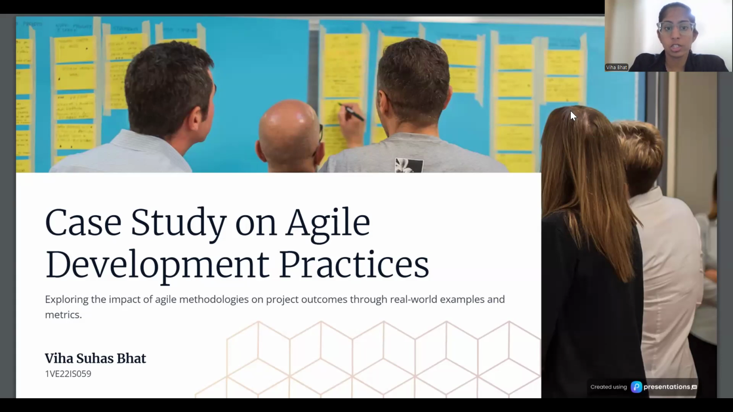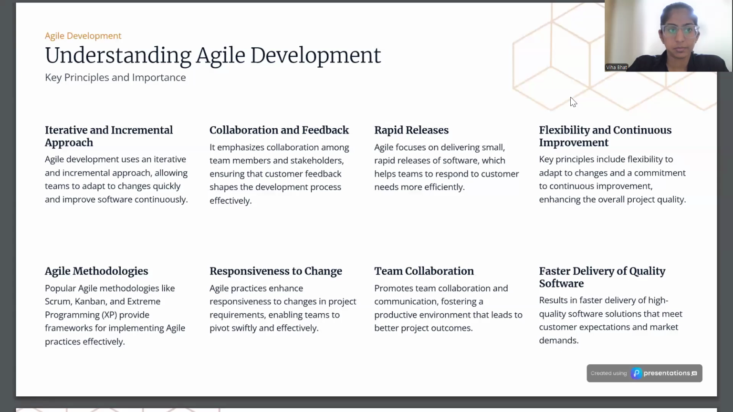Today we're going to talk about a case study on agile development practices. We're going to cover the impact of agile methodologies on project outcomes through real world examples and metrics. So first of all, let's understand what agile development is, what its key principles are, and what its importance is.